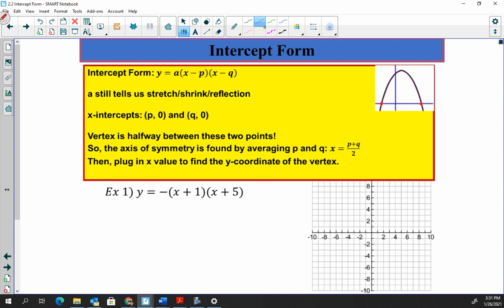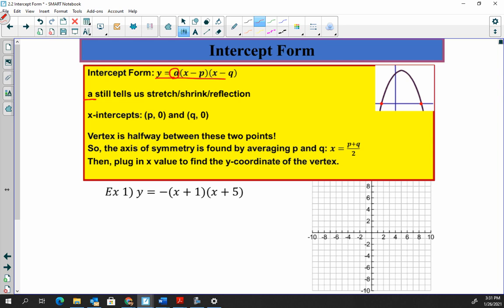It looks like this: y equals a times (x minus p) times (x minus q). That's the general form of intercept form of the quadratic. A couple things here to know. A still tells us whether or not you have a stretch, a shrink, or a reflection. So your leading coefficient still accomplishes all those things. It either stretches it, shrinks it, or flips it upside down.